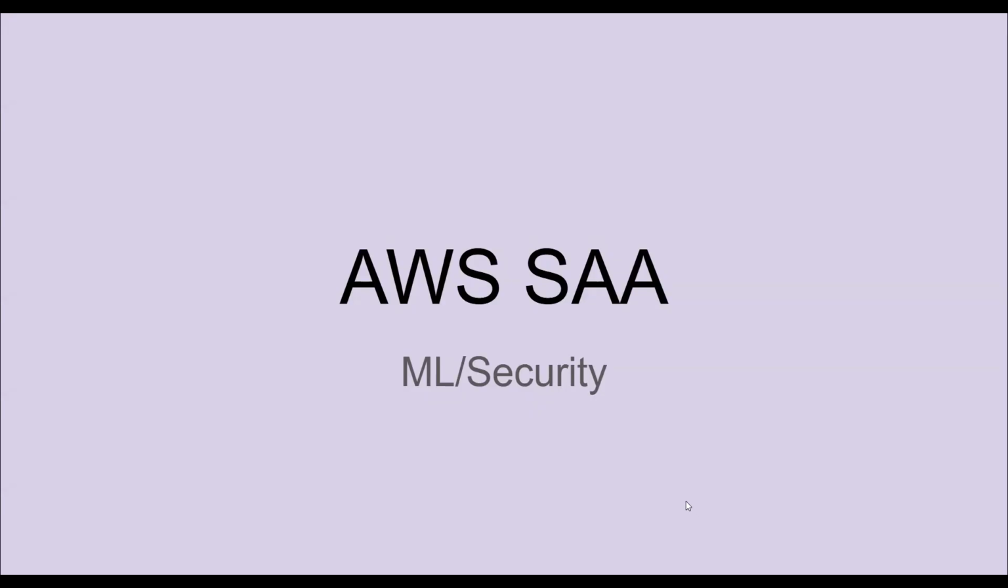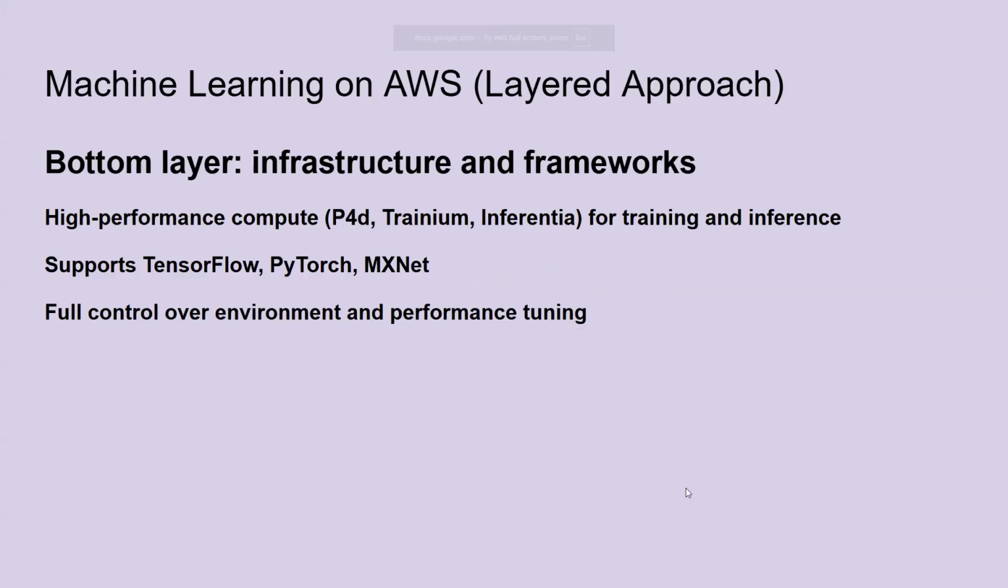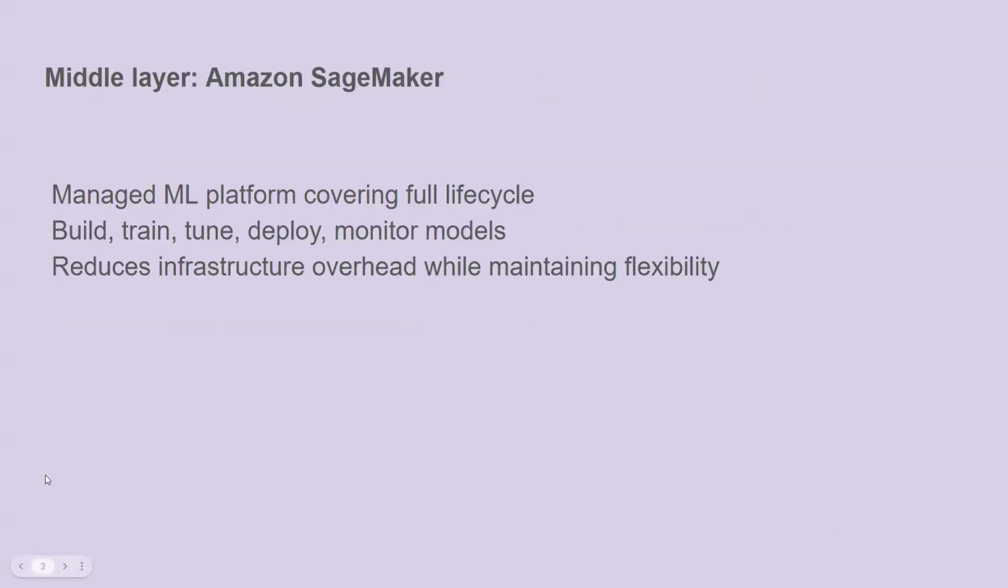So, machine learning on AWS. I'm going to show you the layered approach to explaining it. The bottom layer is your infrastructure and the frameworks. So you have your high performance compute like your P4D, Trainium, Inferentia for training and inference. And that'll support your TensorFlow, PyTorch, MXNet, anything that you are looking to build it upon. And you have full control over the environment and your performance tuning. So again, here in the bottom layer, you have full control over everything.